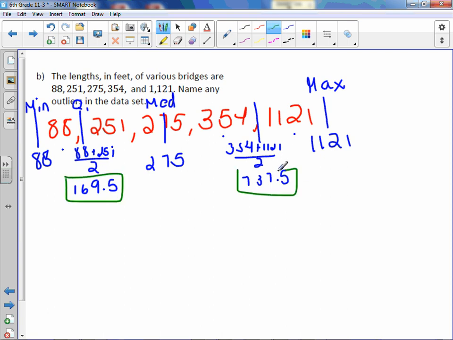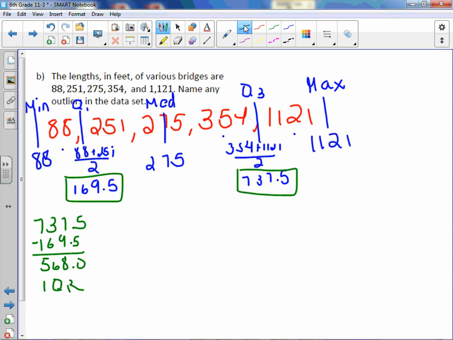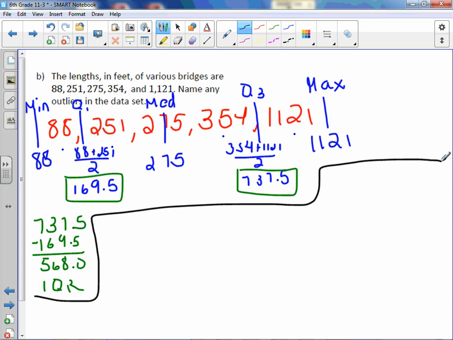To find the interquartile range, we take our two quartiles, quartile 1 and quartile 3, and we subtract those values. So 737.5 minus 169.5 gives us 568.0, or just 568, which is our IQR. So let's take our IQR of 568, multiply it by that special number 1.5. When we do that, we get 852.